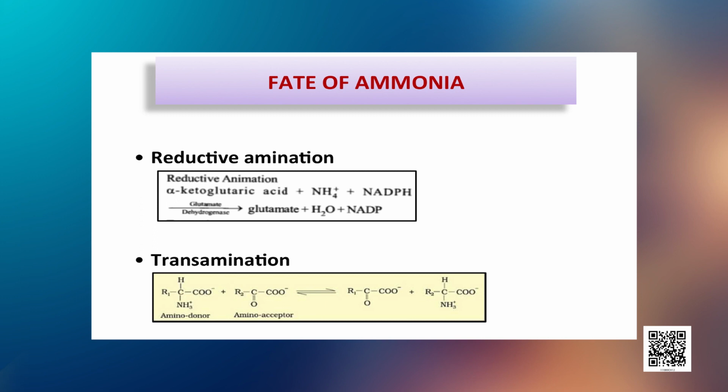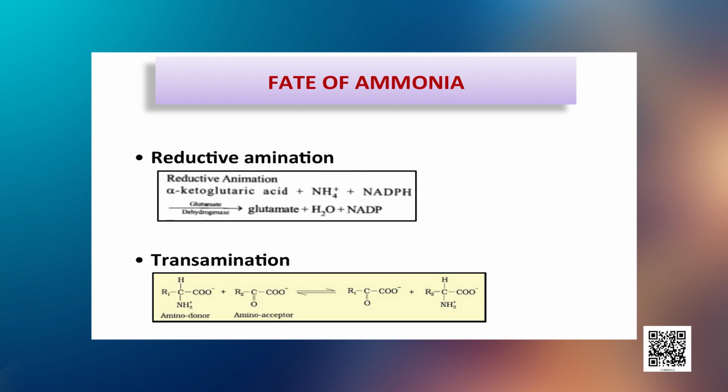Alpha ketoglutaric acid is reduced, meaning hydrogen joins with it as well as amino group is attached to it in the presence of ammonium ion, NADPH and glutamate dehydrogenase enzyme to form glutamate. You can see the reaction on the screen.